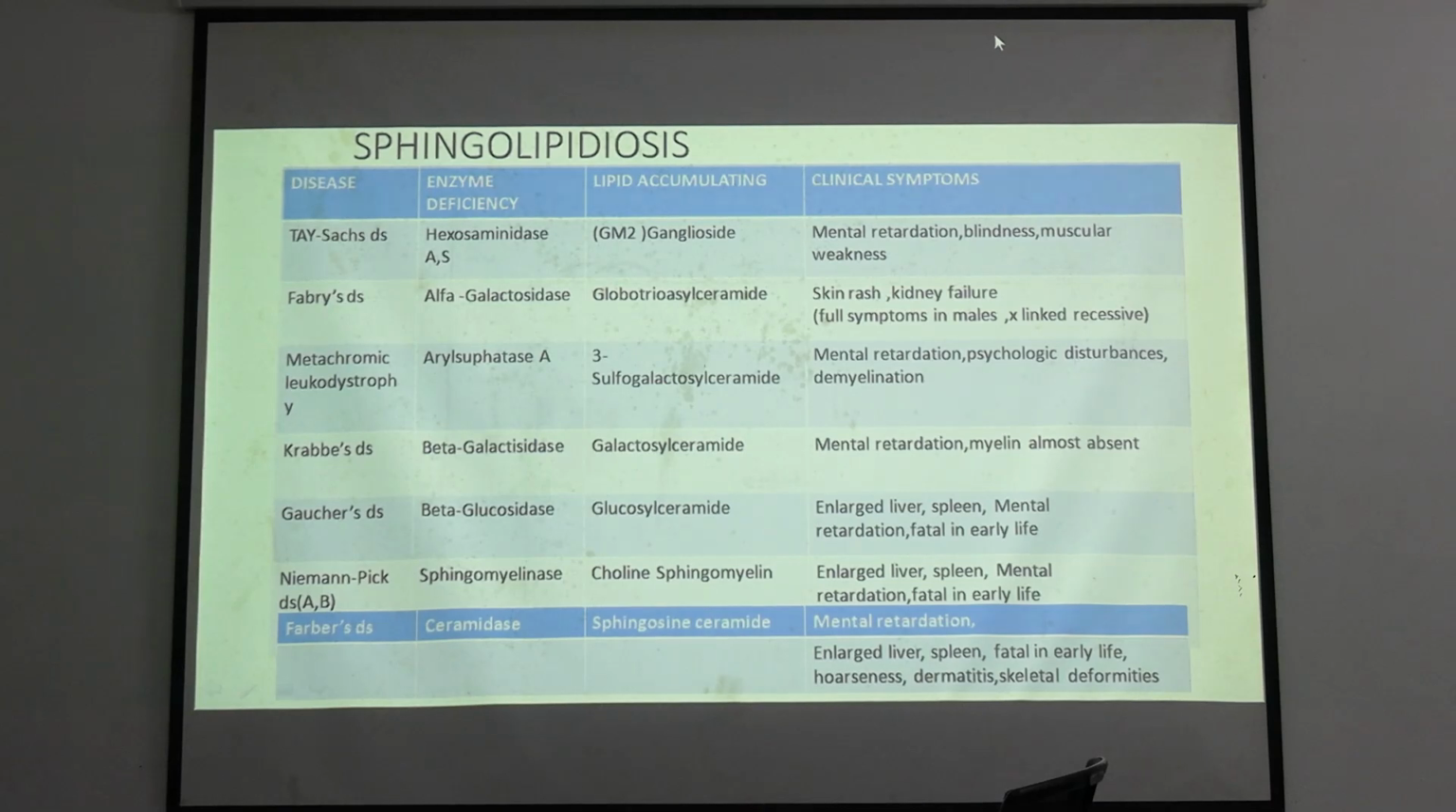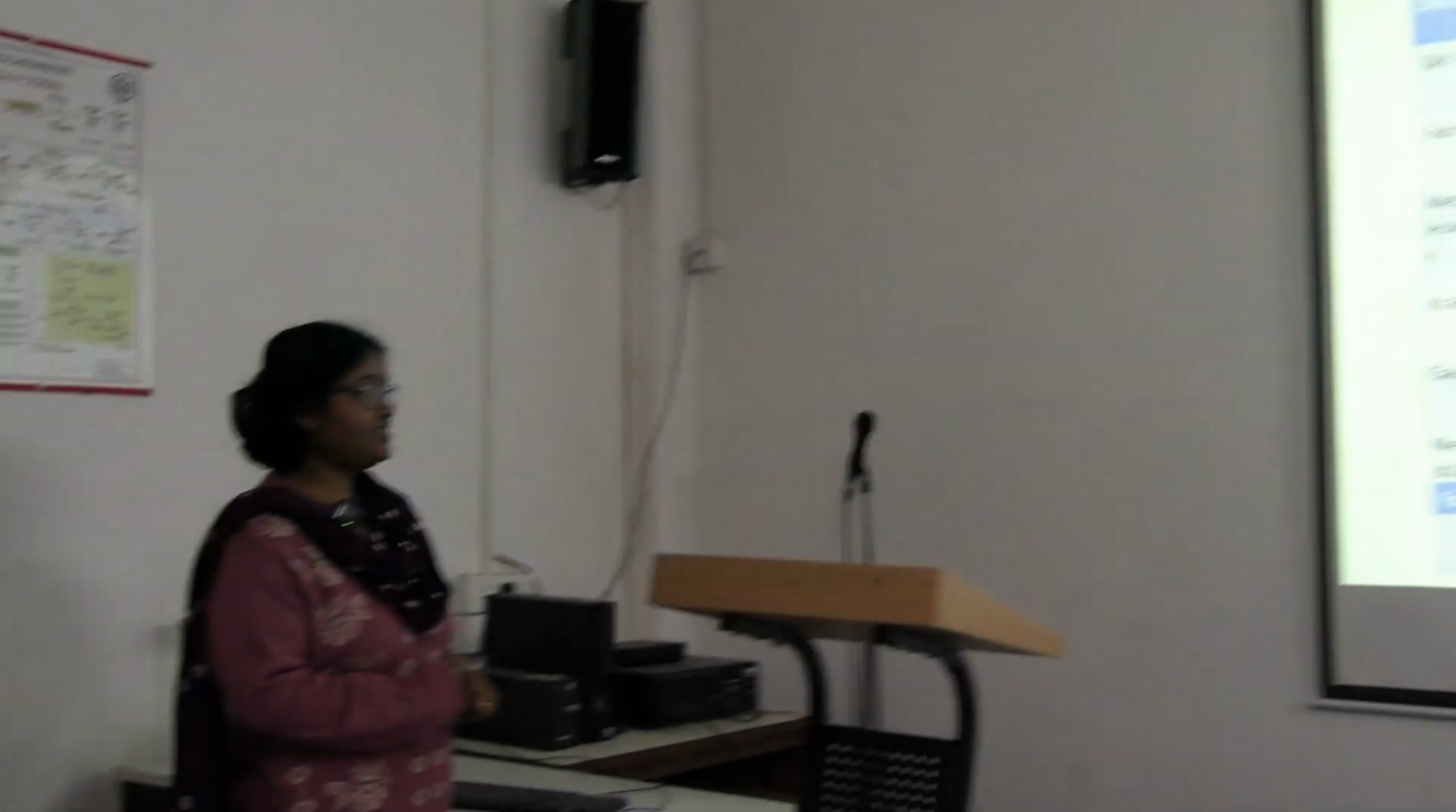Farber disease is caused by ceramidase deficiency, lipid accumulation is ceramide, clinical symptoms are mental retardation, enlarged liver, spleen, fatal in early life, hoarseness, dermatitis, skeletal deformities.